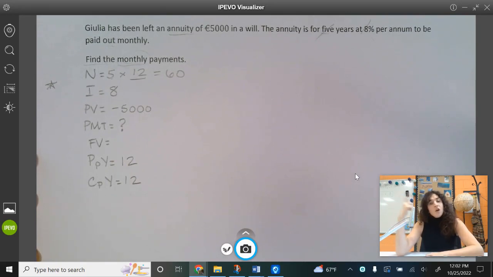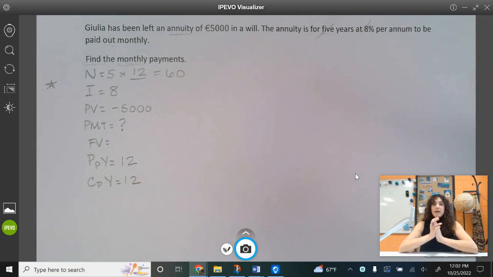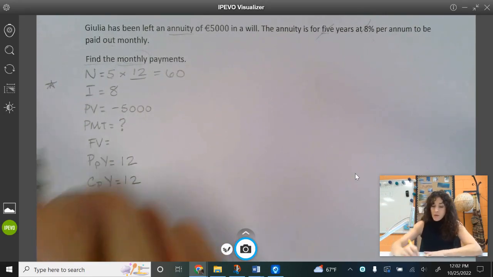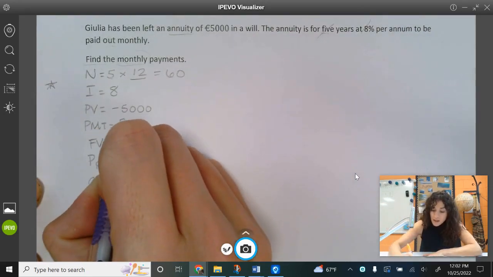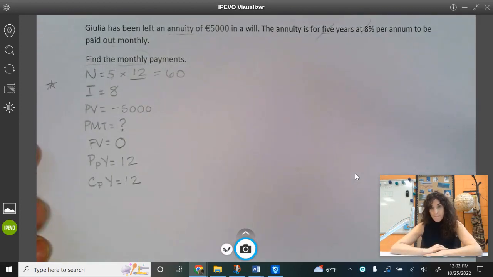What would the final value be? Okay, let's think about the context. What would be the final value after 5 years? If I'm being left money in a will, the will is going to be paid out to me over the course of 5 years, which means at the end of the 5 years, how much money would I have left? Well, if the will stops paying me after 5 years, this is what we're hoping, like this is what we are building into this, right? Well, then the final value in the will is 0.